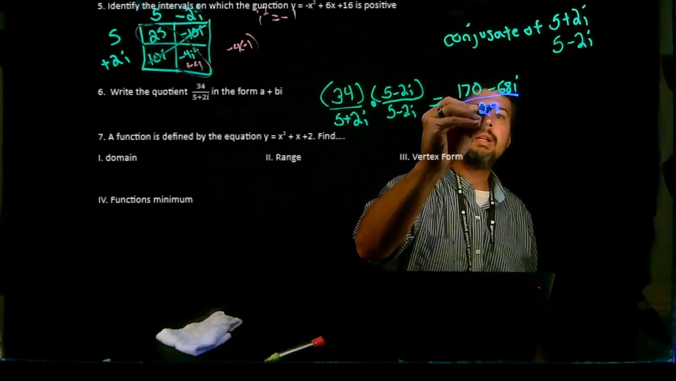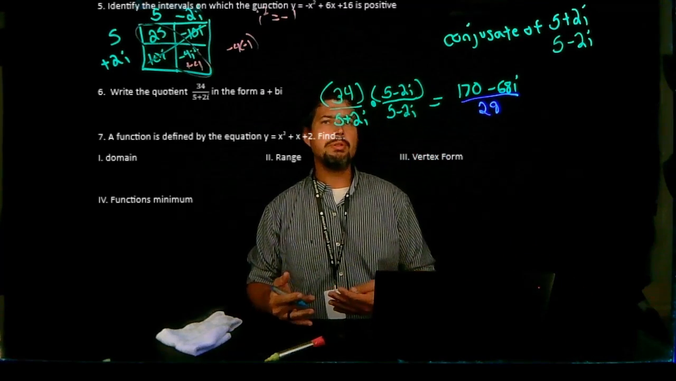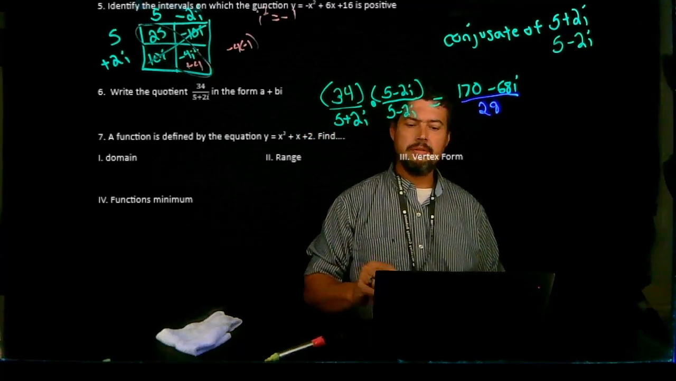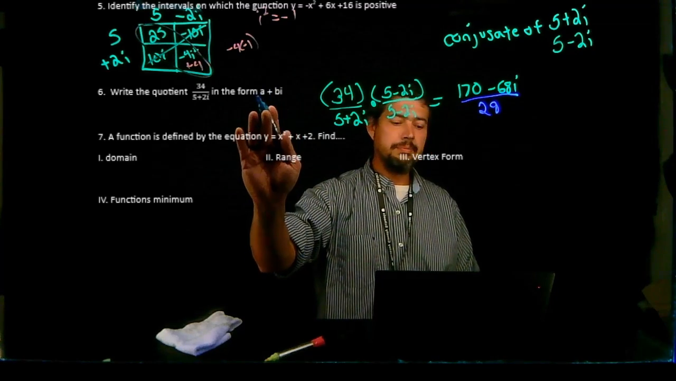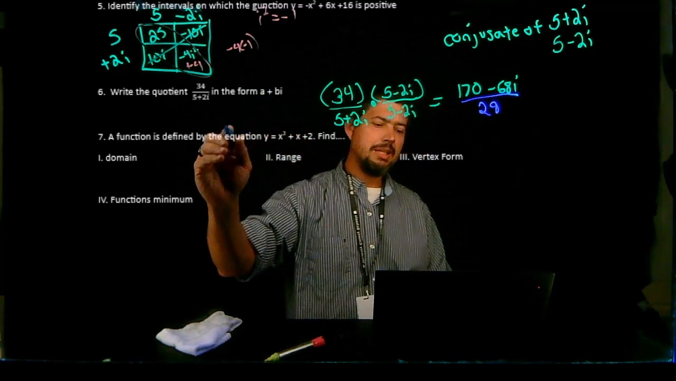So they're both over 29. Now, break it apart into its two distinct numbers. Remember, we talk about this in the form a plus bi. So we have 170 over 29.